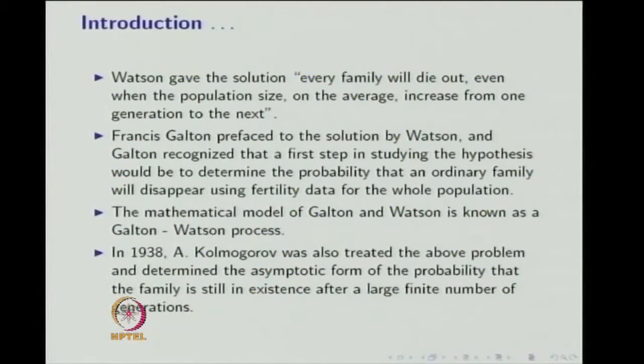Galton prefaced the solution by Watson, and Galton recognized that a first step in studying the hypothesis would be to determine the probability that the ordinary family will disappear using fertility data for the whole population. The mathematical model of Galton and Watson is known as a Galton-Watson branching process. In 1938, Kolmogorov also treated the above problem and determined the asymptotic form of the probability that the family is still in existence after a large finite number of generations.